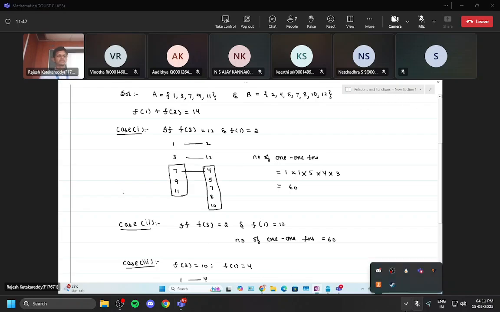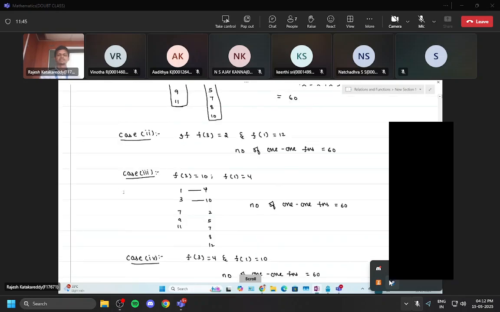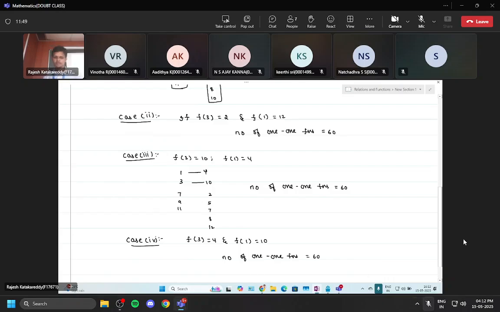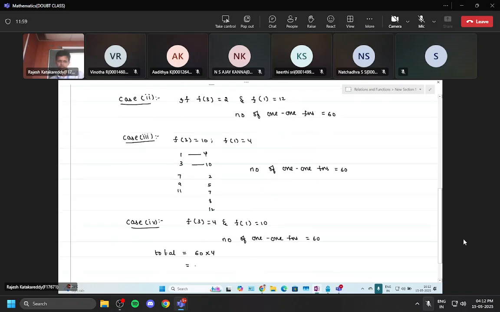Done. Scrolling up, case 3 and 4. Total is 60 into 4, that is 240. Similar to this, I have also kept one or two problems that we will solve and we will start composition of two functions.